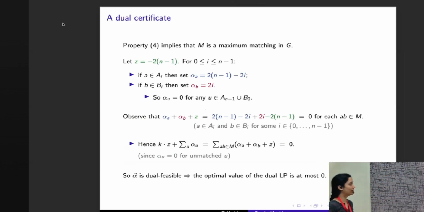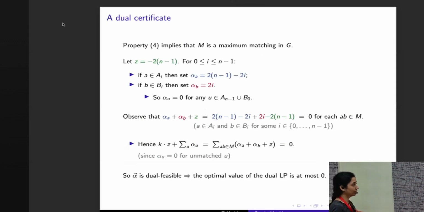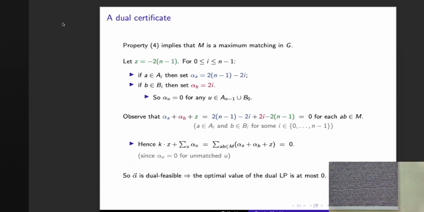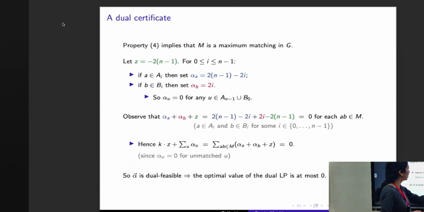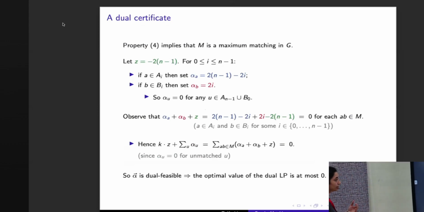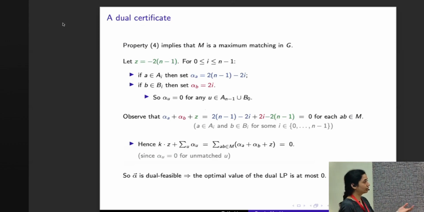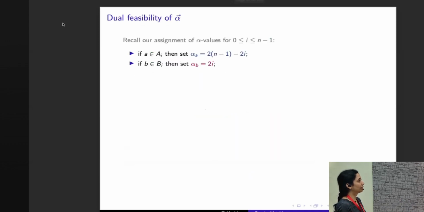So if alpha is dual feasible, which is yet to be shown, it means the optimal value is at most 0, because there is a dual feasible solution whose objective function value evaluates to 0. It's a minimization LP, so the optimal value is either 0 or if anything less than 0. So this was our assignment of alpha values and Z.